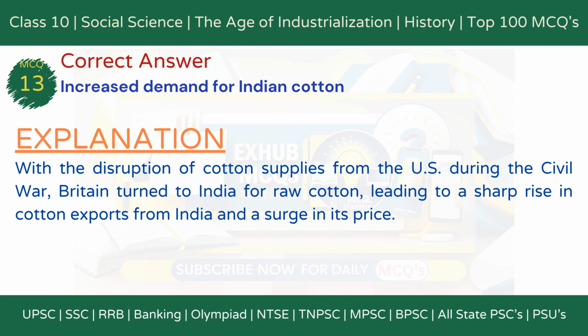The correct answer is option A. Increased demand for Indian cotton. Explanation. With the disruption of cotton supplies from the U.S. during the Civil War, Britain turned to India for raw cotton, leading to a sharp rise in cotton exports from India and a surge in its price.